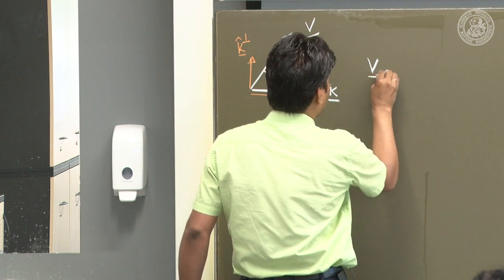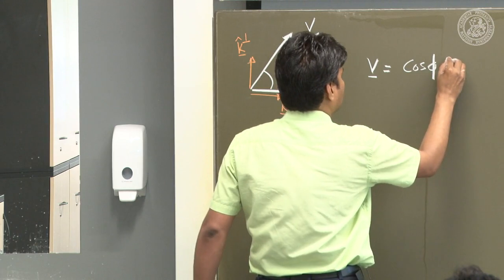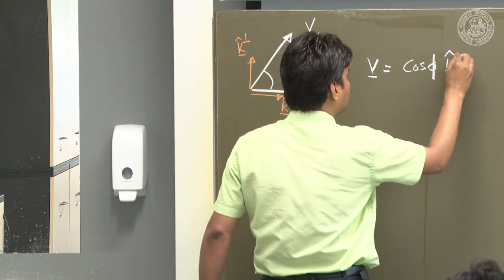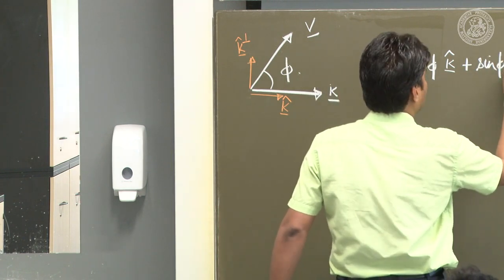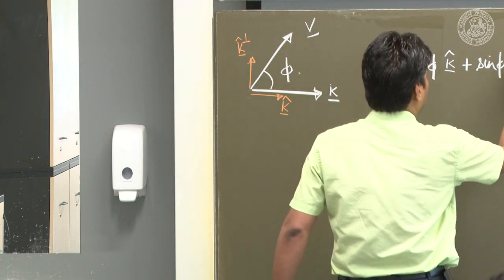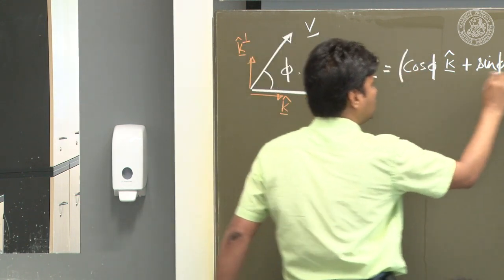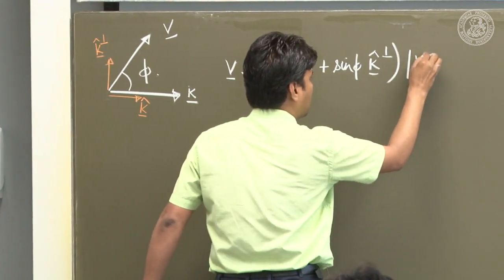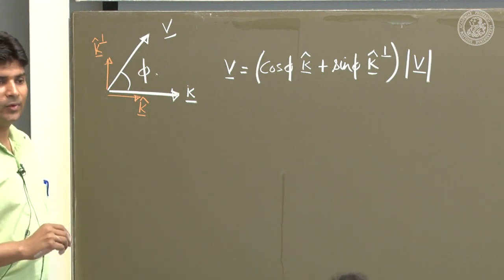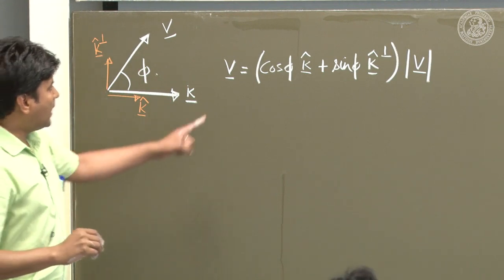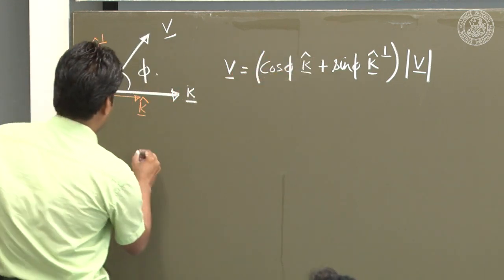So, V is then going to be cosine of phi times K hat plus sine of phi times K hat perp, and of course, we have to also multiply by the magnitude of V. Okay. And let us substitute this in that formula over there. So, what do we get?